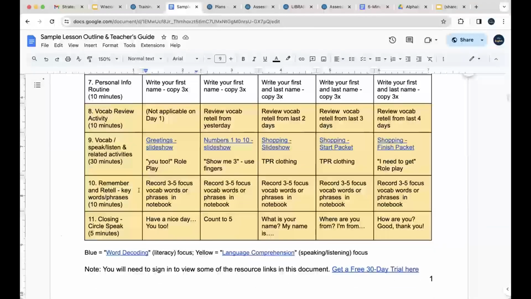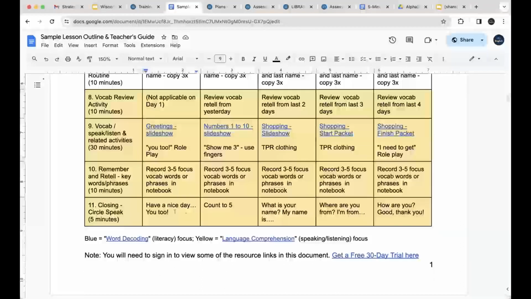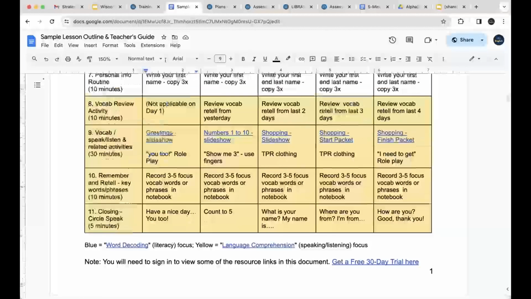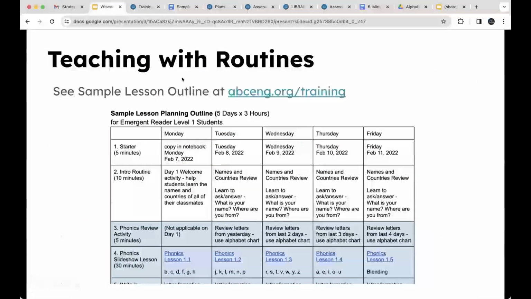And then this yellow section is the language development part of the lesson. We're working with useful, relevant topics. There's a routine to record some words in a notebook, and then a closing routine. So that's what I mean by teaching with routines.